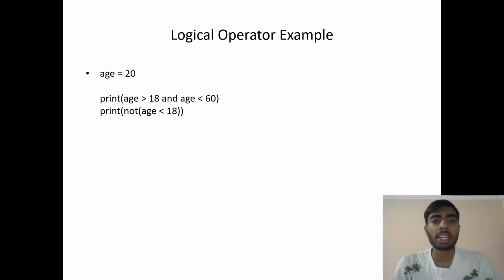Let's understand this with an example. Suppose a person's age is 20. The condition says the age should be greater than 18 or less than 16. Since one of the conditions is true, Python returns true. Now let's use the NOT operator. If we write not age less than 18, Python first checks whether age is less than 18. That result is false. The NOT operator reverses it and returns true. Logical operators are widely used in decision-making programs.